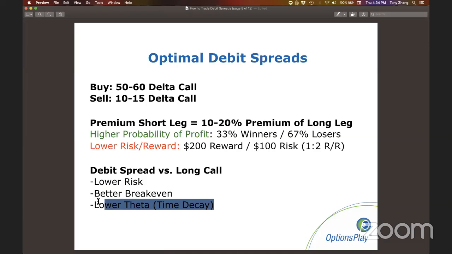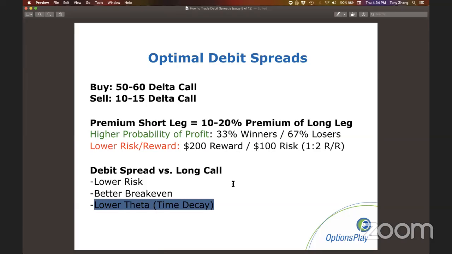And lastly, because you're short one leg, it offsets some of the time decay of that long leg. So even though you're buying an in-the-money call, you still have time decay, and in order to mitigate that time decay, we're short selling an option, and that offsets the time decay of the whole strategy. The reason it's so important to limit time decay is because that's one of the biggest factors working against us when we're trading options.